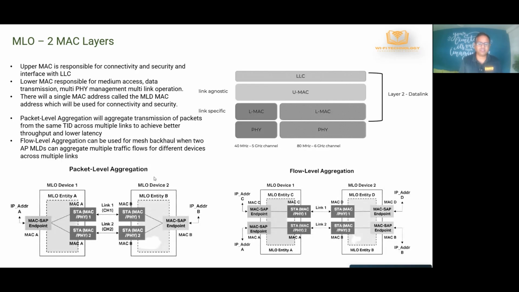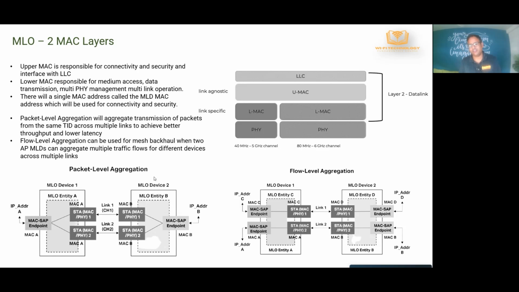And also, when we are implementing MLO across multiple physical layers across the same MAC, there is this concept of packet level aggregation and flow level aggregation. Packet level aggregation is taking multiple packets from a single traffic stream and sending them across multiple links. So you get better throughput for the same traffic stream, right? That's packet level aggregation. Flow level aggregation is where you aggregate at the flow level, which means that one link is used by one traffic stream and another link is used by another traffic stream simultaneously, right?